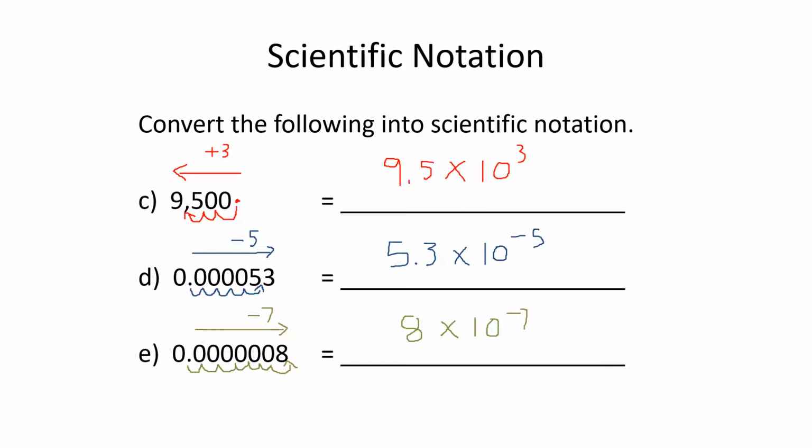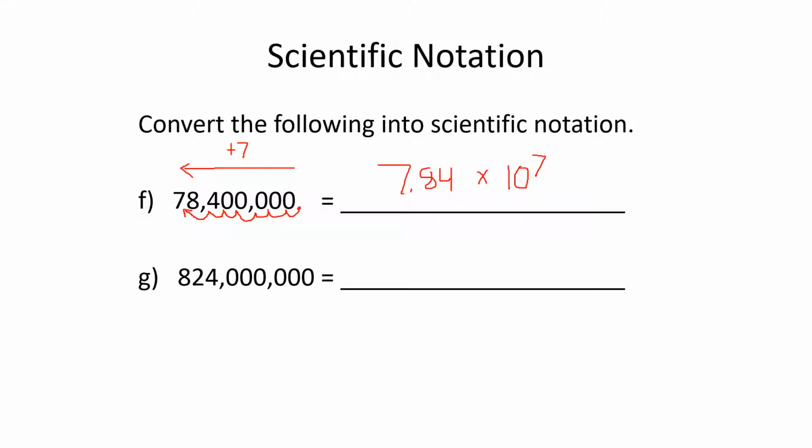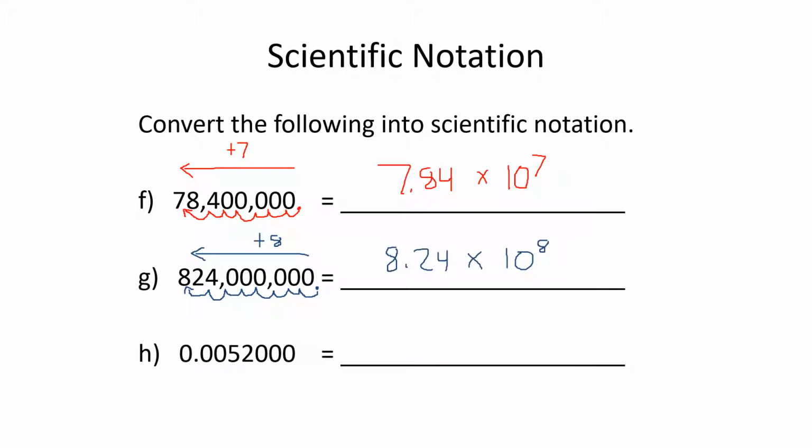Okay, not too bad. All right, how about this guy? 7.84 times 10 to the 7. This would be 8.24 times 10 to the 8, yeah. And then this would be, are you sure? Between 1 and 8, a little tricky, huh? Gave you some extra zeros. So it's 5.2 times 10 to the -3. So if you went all the way over here, all right.